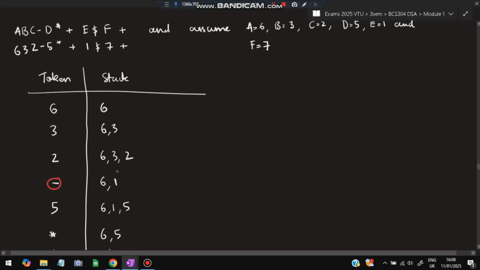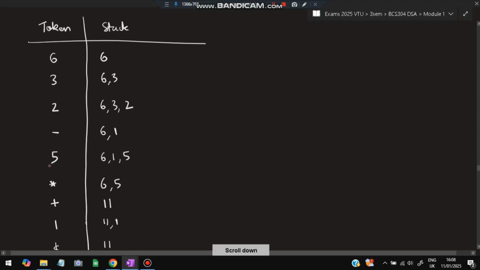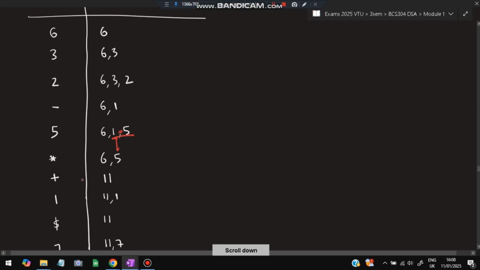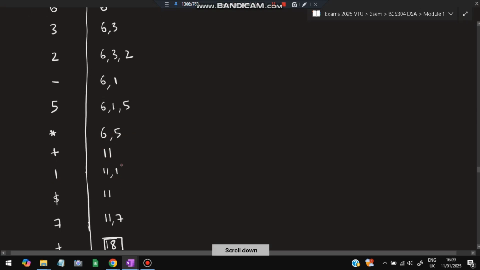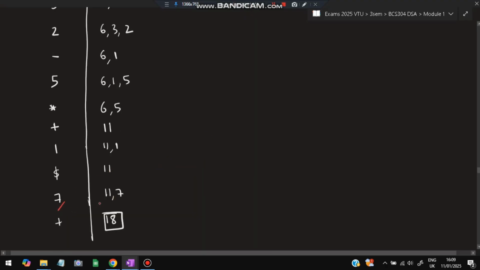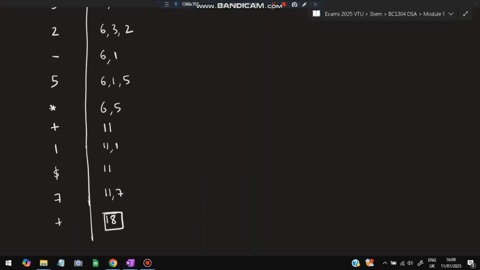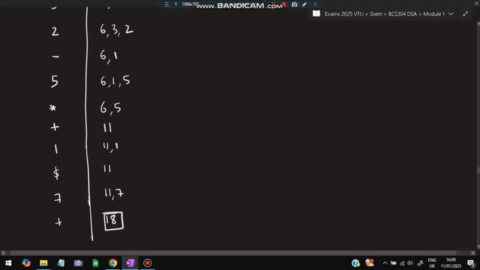Then an operator came. Whenever an operator comes, we have to apply that operator between the second last and the last number. So 3 and subtraction is here, and 2 is here, so 3 minus 2, whatever answer is there, put it here. Next, again continue, 5 came, so we'll write 5 here. Next multiply is there, multiply between 1 and 5, which is 5 only, so we'll write just 5 here. After that plus came, plus between 6 and 5, so 6 plus 5 is 11, so we'll write 11 here. Then 1 came, we'll write 1 after that one. And dollar came, dollar means power, 11 power 1 is equal to 11 only, right? So we'll write 11 only. Next is 7, so 11 plus 7 will happen, and that will become 18.